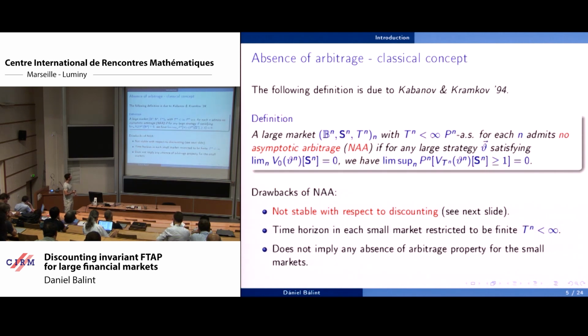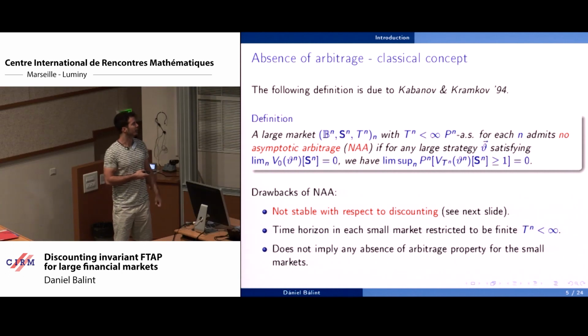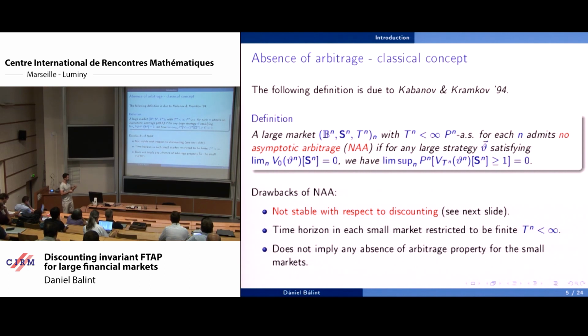Okay, so we concentrate on the absence of arbitrage in large markets, and let me recall the classical concept introduced by Kabanov and Kramkov. This is no asymptotic arbitrage, and this means that the large market with a finite time horizon in each small market admits no asymptotic arbitrage if for any large strategy whose initial value converges to zero, we have that the limit supremum of the probability that the final value is greater than 1 also goes to 0. Put in another way, we have asymptotic arbitrage if there is a large strategy which has initial value converging to 0, but nevertheless is greater than 1 at the end with some non-vanishing probability.